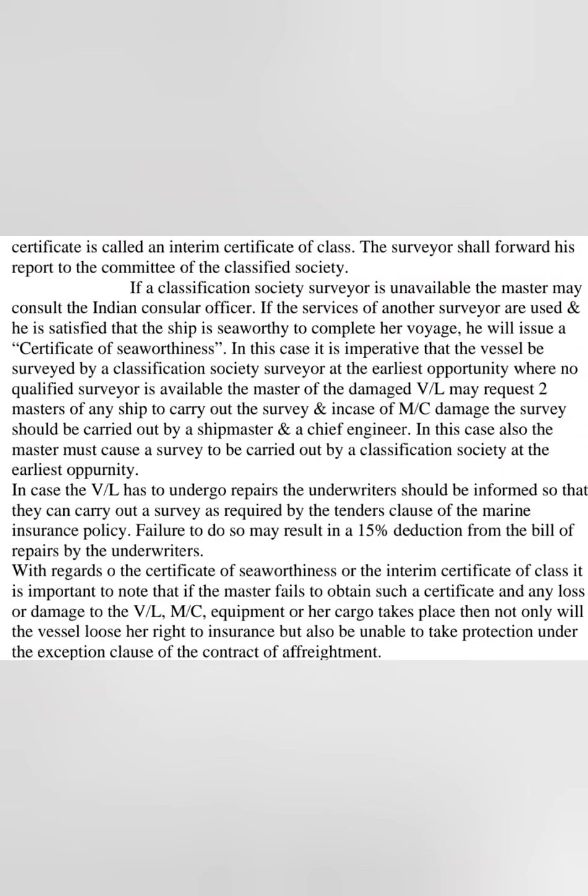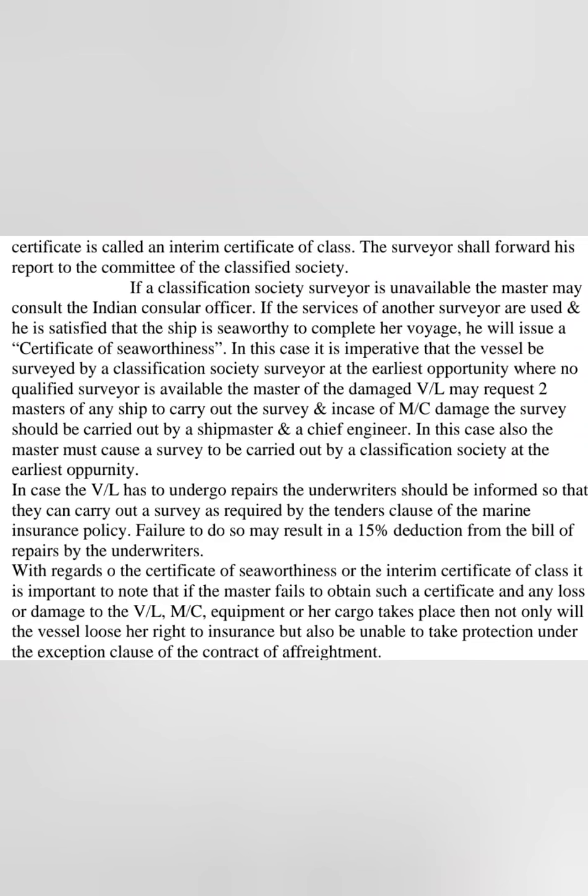If the classification society surveyor is unavailable, the master may consult the Indian consular officer. If the services of another surveyor are used and he is satisfied that the ship is seaworthy to complete her voyage, he will issue a certificate of seaworthiness. In this case, it is imperative that the vessel be surveyed by the classification society surveyor at the earliest opportunity when no qualified surveyor is available.